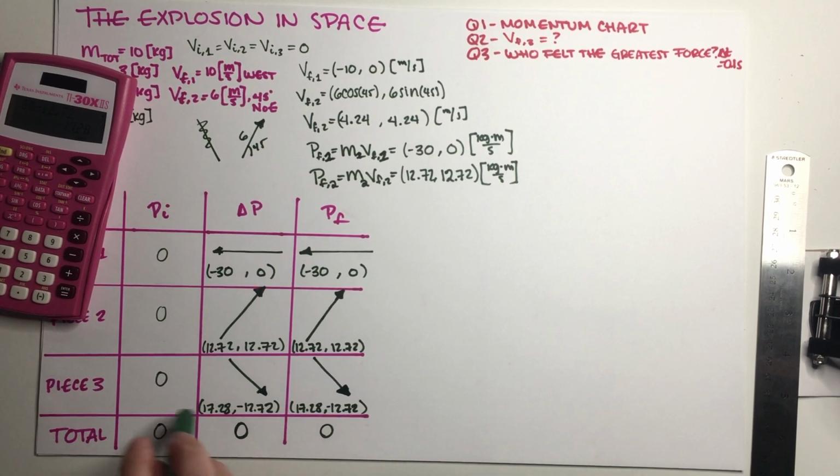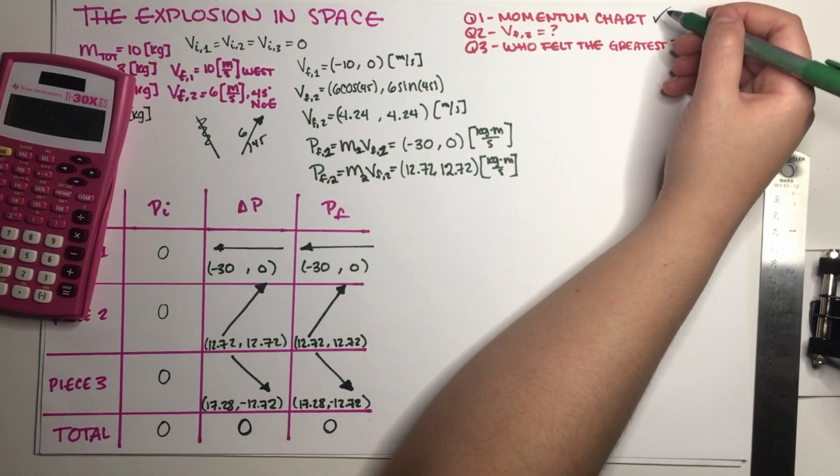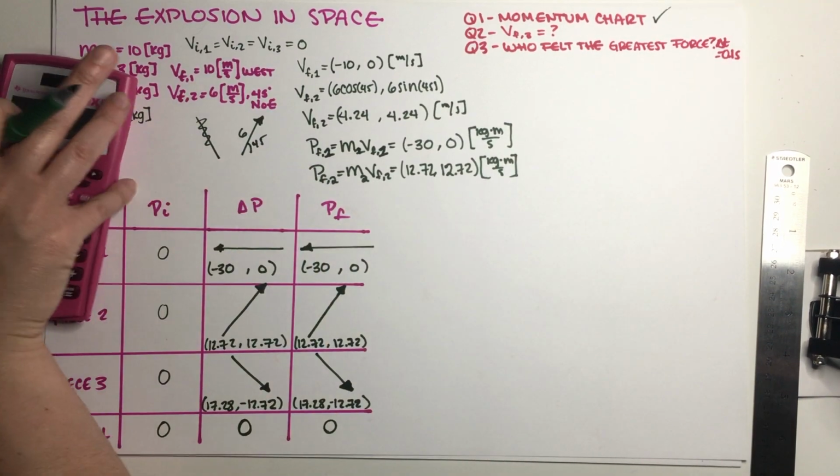And as you can see, all of the columns add up and then all of the rows add up. So this momentum chart is well done. This plus this is equal to 0. 0 plus 12 minus 12 is equal to 0. So everything adds up. So we basically just finished this part of the problem. This is a complete momentum chart.